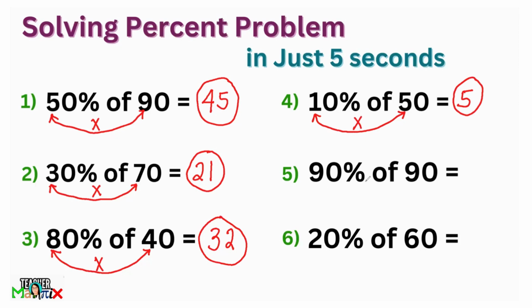Next, we have 90% of 90. Okay, 9 times 9 equals 81. 81 is 90% of 90.